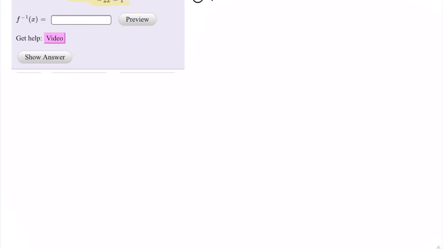The first step is always to replace f of x with y. So then we get y equals negative 5x plus 1 over negative 2x minus 1.